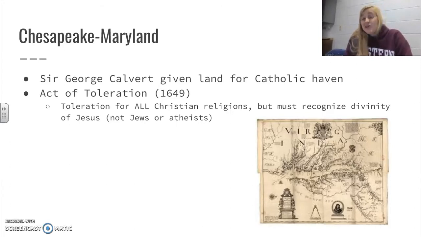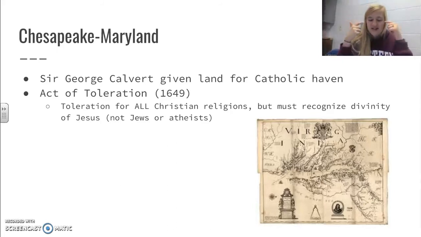So yes, we call it a toleration act of religion, but really it only allows Protestantism and Catholicism. It does not allow Judaism, Islam, agnostics, none of that. But it's a step in the right direction coming from Great Britain, who's like Catholic, Protestant, and they kill each other all the time. So at least there is some toleration here.